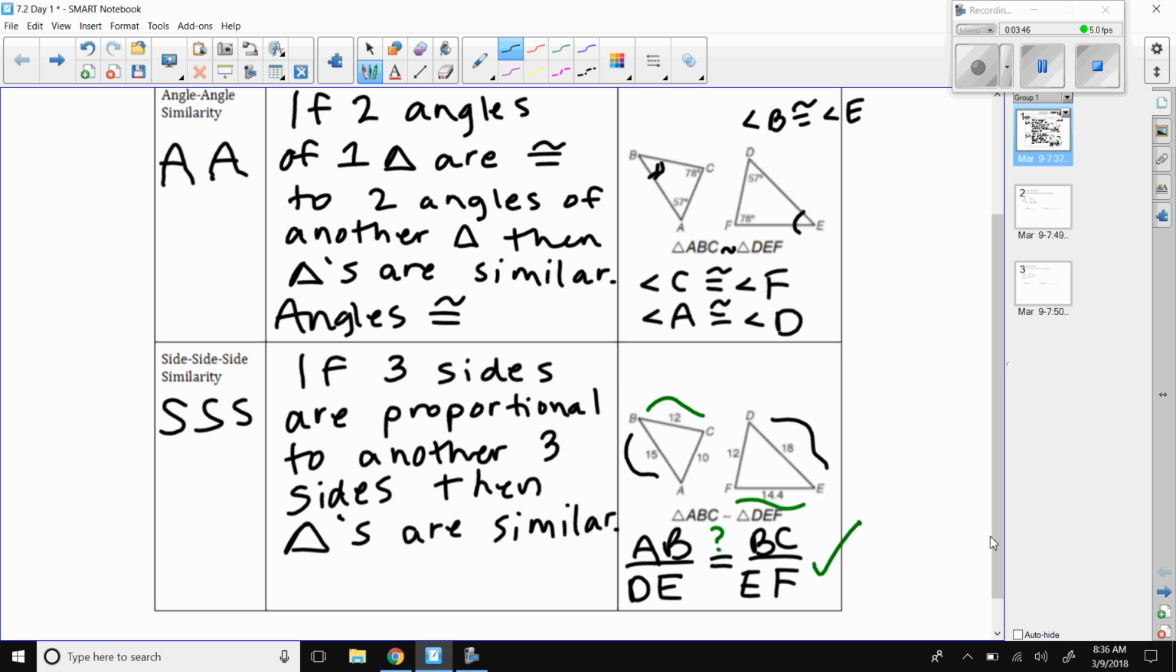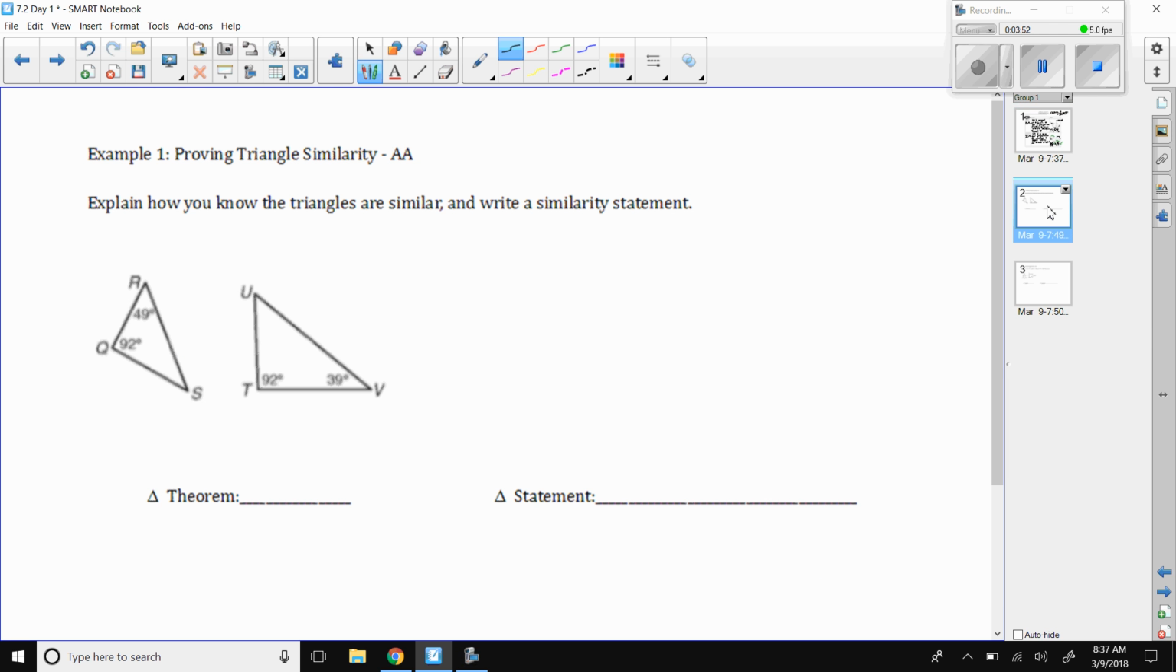Okay, so let's look at some examples of what this is going to look like. You're going to need to be able to figure out what similarity theorem we're talking about. This first one is talking about AA. We just need two angles. Explain how you know the triangles are similar and write a similarity statement.